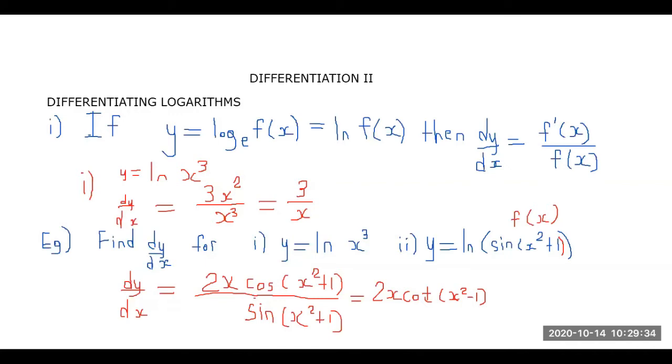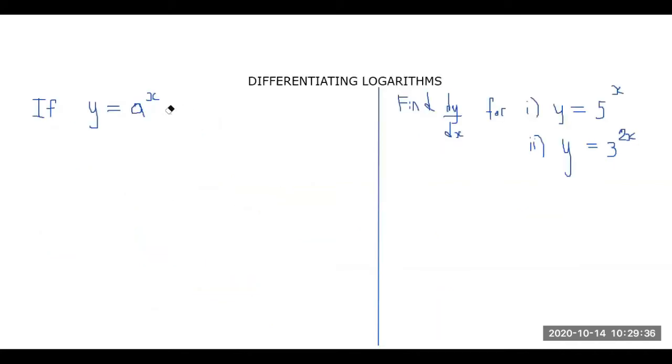Now, let's consider how you would differentiate y equal to a to the x, right? So y is equal to a to the x, right?